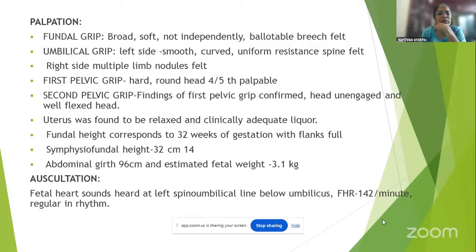So you know Johnson's formula. For engaged head, it's a different formula, and for unengaged head, it's a different formula. For engaged head, it is symphysiofundal height minus 11, ma'am. For unengaged head, it is symphysiofundal height minus 12, ma'am.